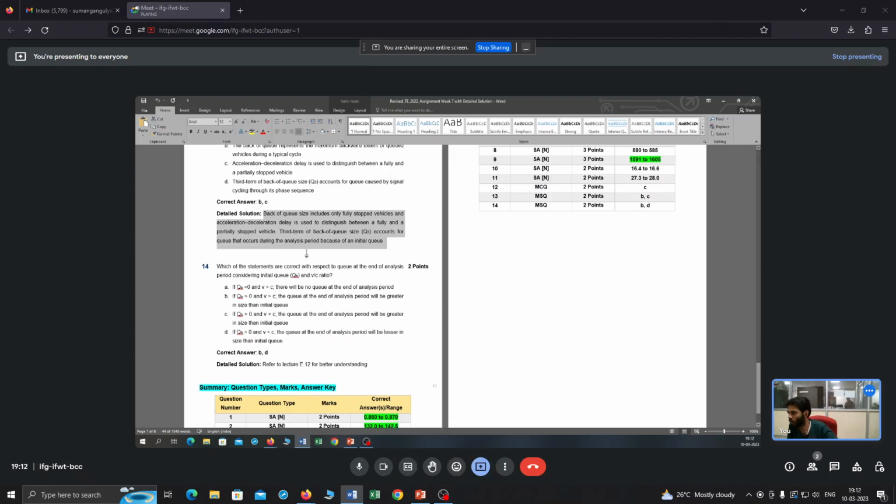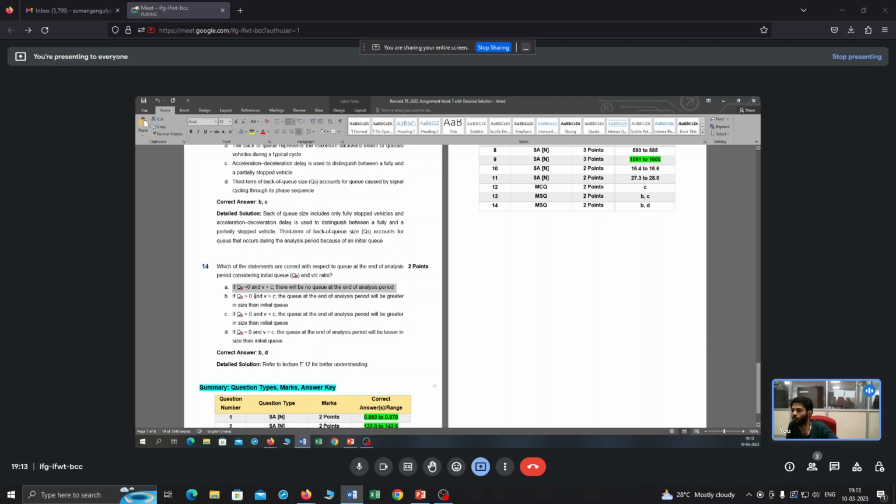So if you want to try, you can try as well. If your initial Q is 0 and your vehicle volume is greater than your capacity, there will be no Q at the end of the analysis period. But there will be Q, no? Because your V is greater than C. So there should be Q. So it is not correct.